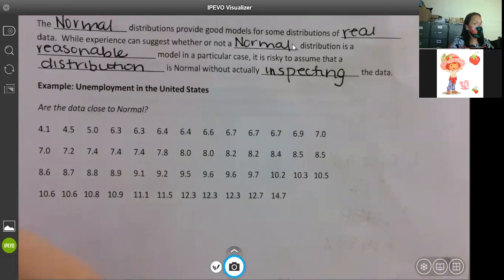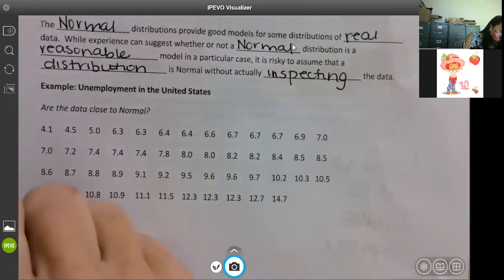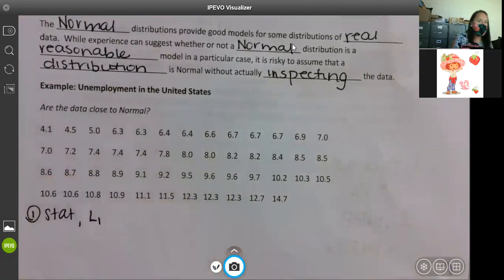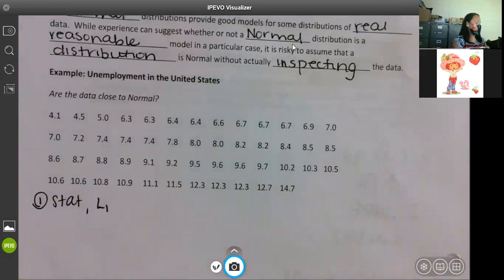So the first long part about it is that you have to put all this data into L1. So put them all into L1. So we go to stat and put them in there. So to tell whether it's close to normal, and you can write this down in a minute, keep putting those in and listen while you're typing those in.